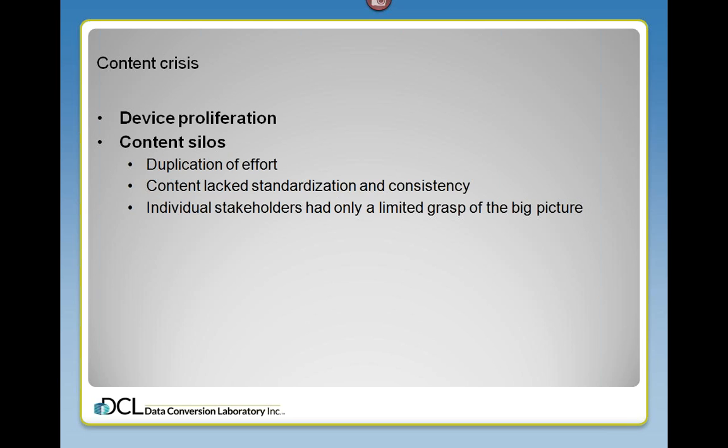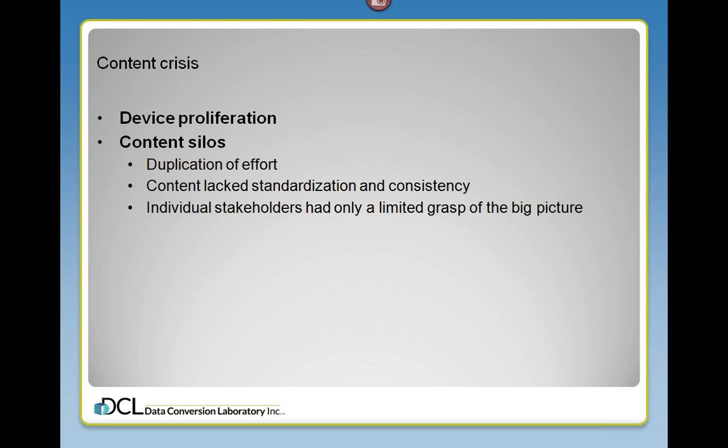Device proliferation. At that time when the project started, late 2009, early 2010, mobile devices weren't as prevalent as they are today, but we knew that was on the horizon. We knew that was coming. And there was no way we could craft separate versions of our content for different devices. No way. So we had to find a way to have one source, single source, multiple devices.